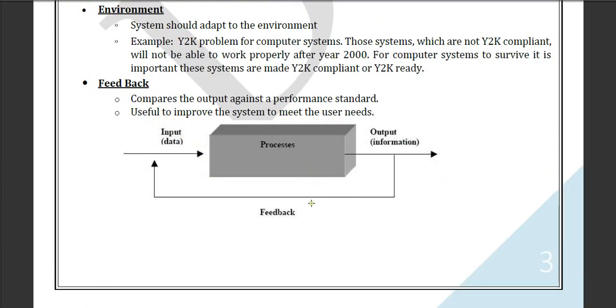This is another diagram of feedback. Input is going on, processing the data, gives us the output, and the output sends the feedback again to the input. If the input is good, it will continue with another input, and if it is bad, then it will stop and recheck what is the problem with the output.